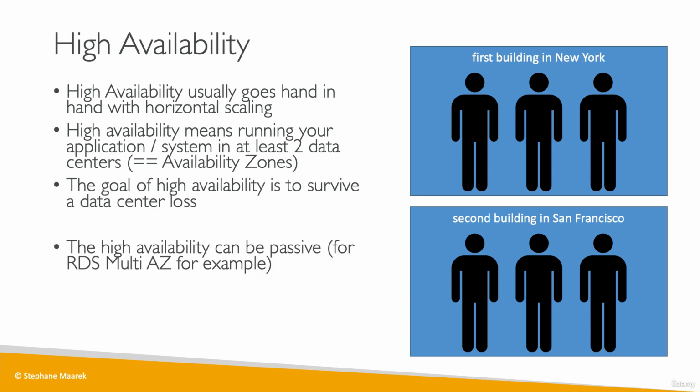Now, high availability can also be passive. For example, when we have RDS multi-AZ, we have a passive kind of high availability. But it can also be active, and this is when we have horizontal scaling. So this is where, for example, I have all my phone operators in 2 buildings in New York. They're all taking calls at the same time.